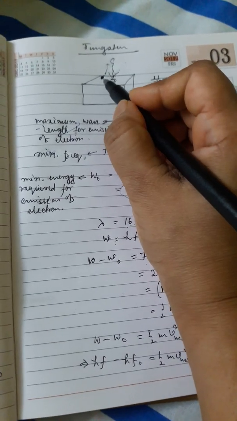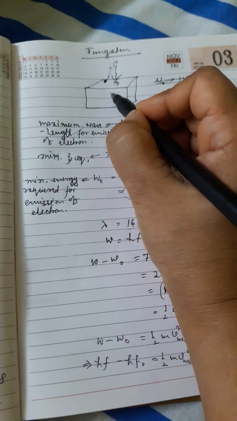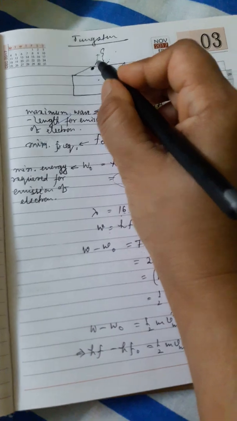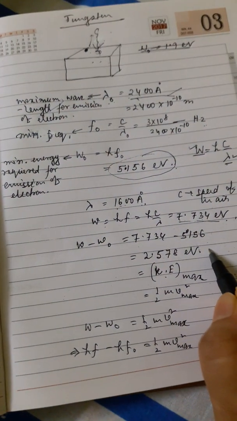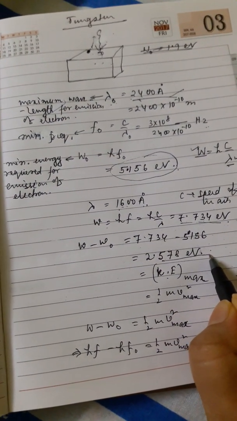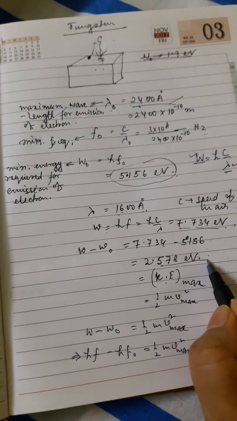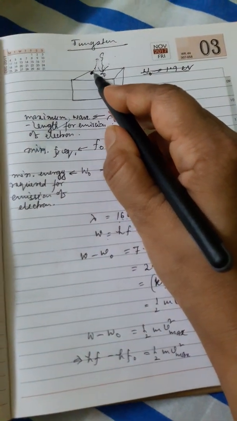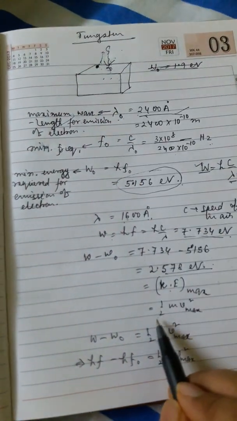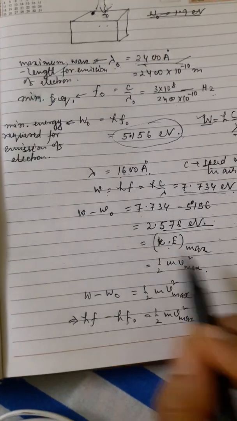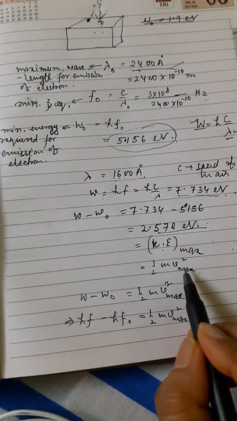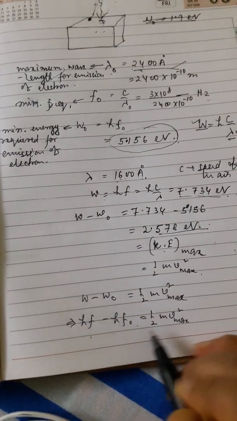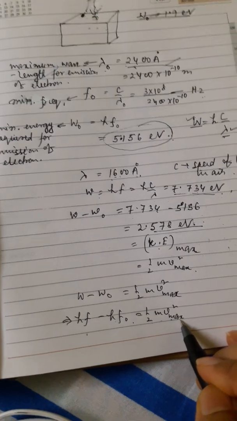But if you consider the electrons which are below the surface, they need more energy to leave the metal surface. So, their kinetic energy will be less than this value. To establish Einstein's equation, we will consider only the electrons present at the surface. So, they will have maximum kinetic energy. So, W minus W0 is equal to half m v max square, that is, hf minus hf0 is equal to half m v max square.